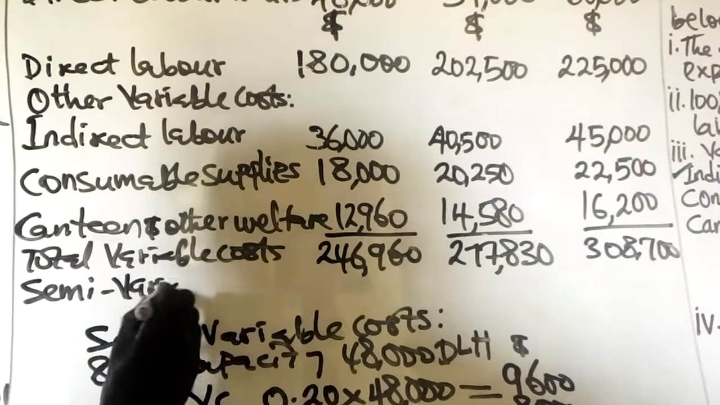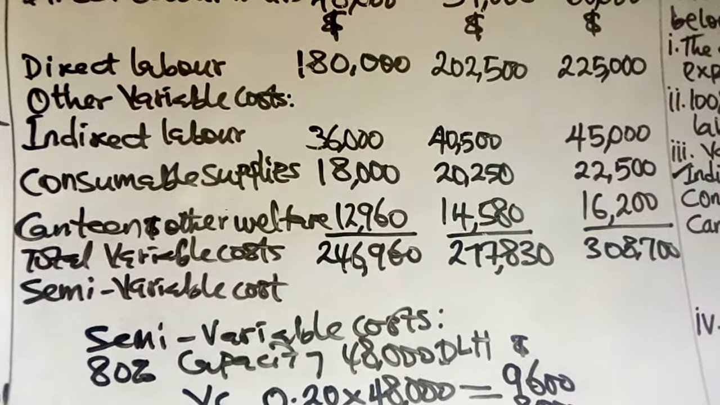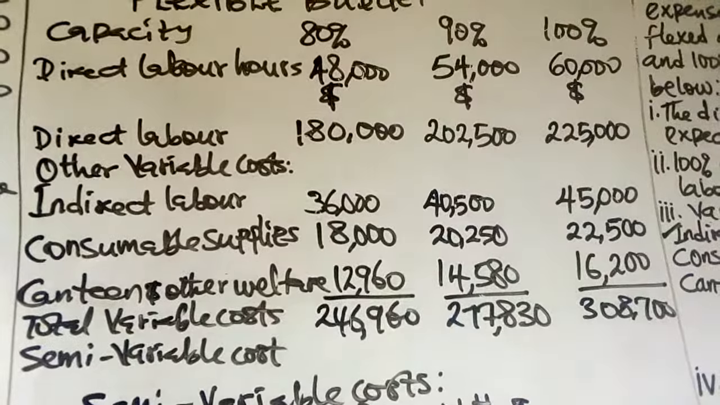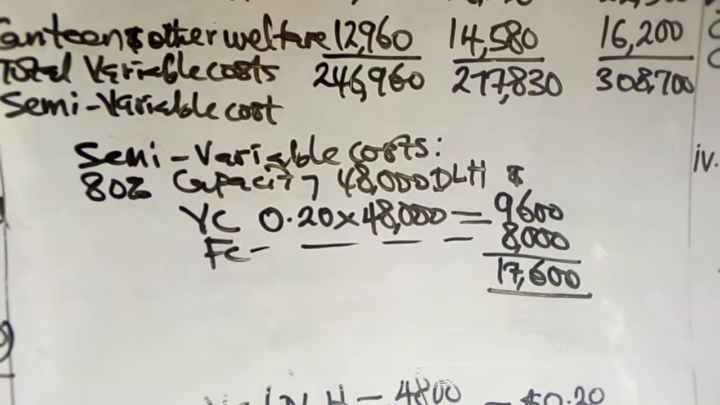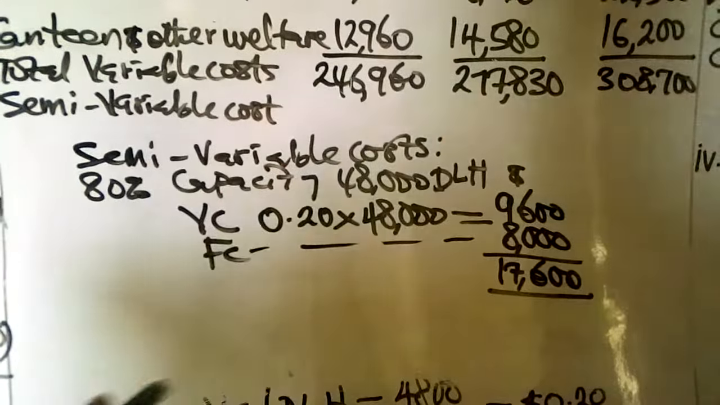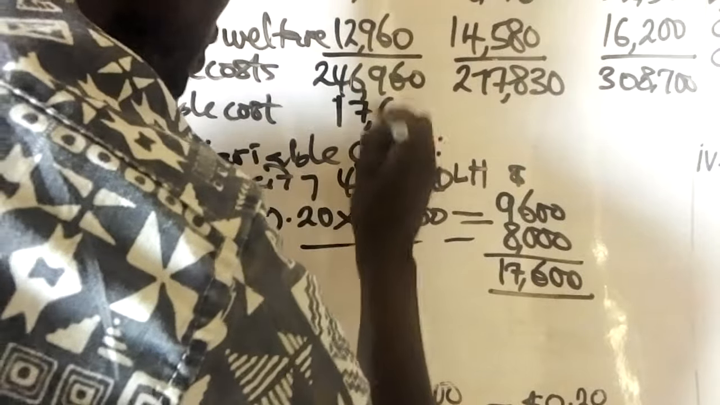Semi-variable cost at 80% capacity, and our semi-variable cost is 17,600 as calculated.